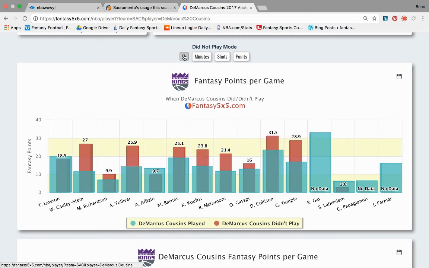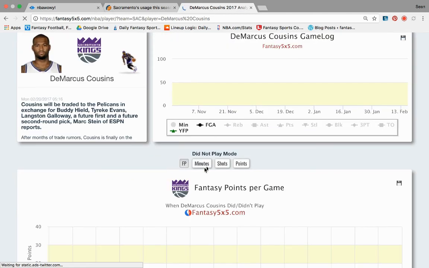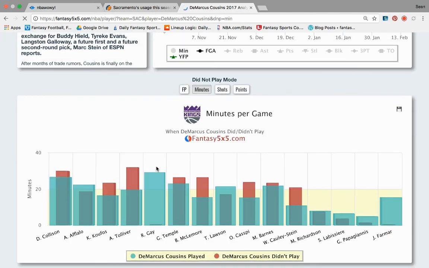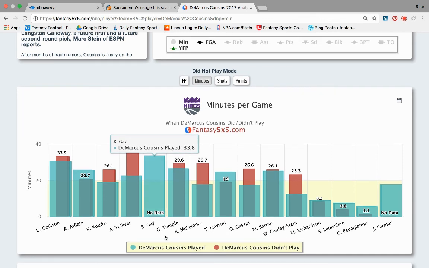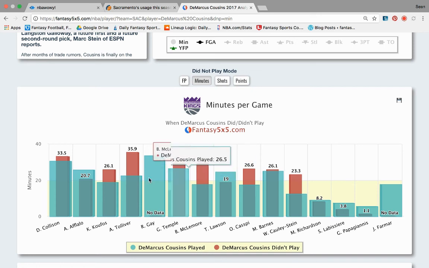But here's the nice thing. You can switch this to minutes too, right? Let's switch it over to minutes. I want to know who gets the minutes when Cousins is out. Well, it makes a lot of sense, guys. It's Tolliver and it's Willie Cauley-Stein. Caspi, not there anymore, and Ben McLemore, which is kind of recently what we saw. We saw Ben McLemore coming into some more minutes.